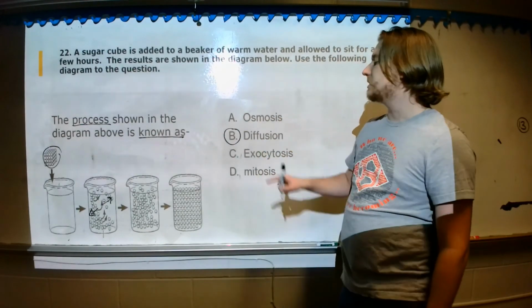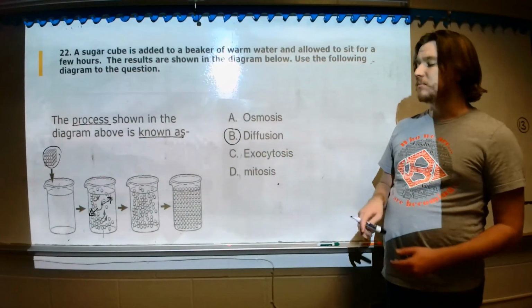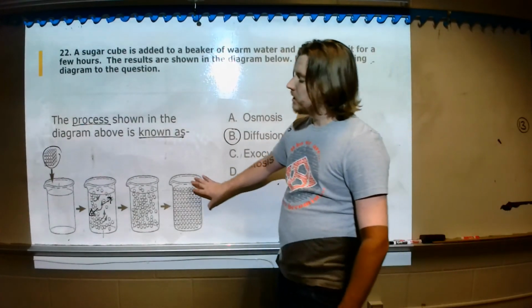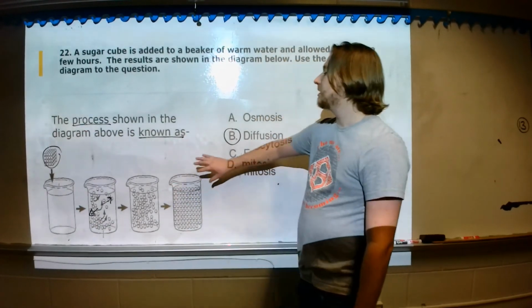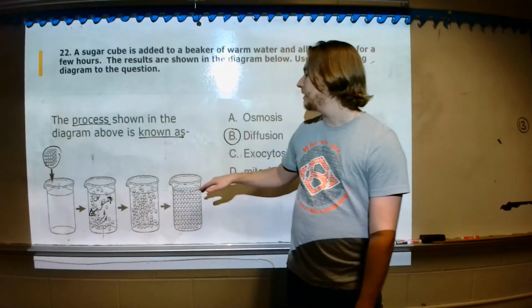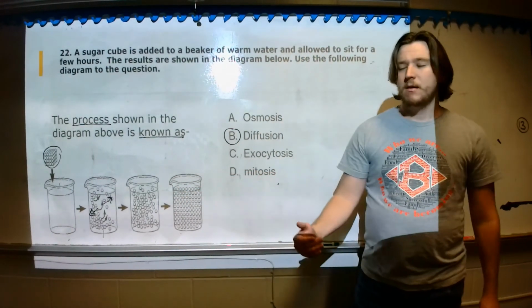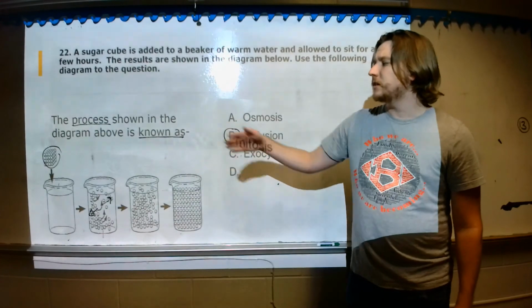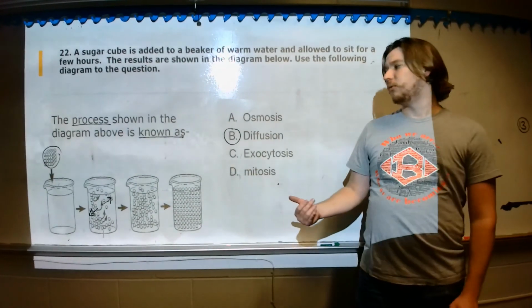Remember, osmosis is the movement of water, diffusion is the movement of particles. Just because there is water involved doesn't necessarily mean it's osmosis. You have to look at what particle or what molecule is actually moving. Is it the particles of sugar in this case, or is it the molecule of water?